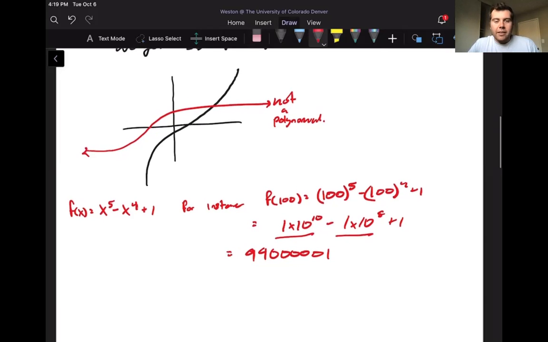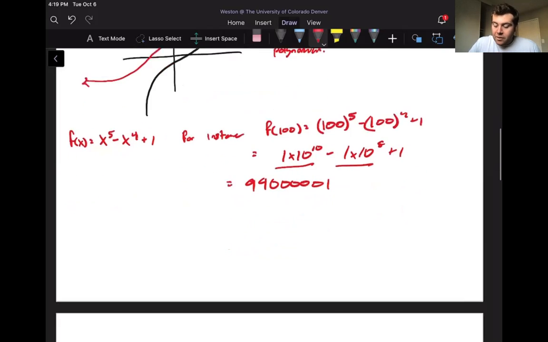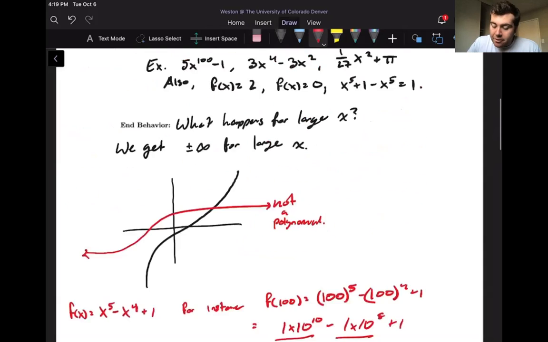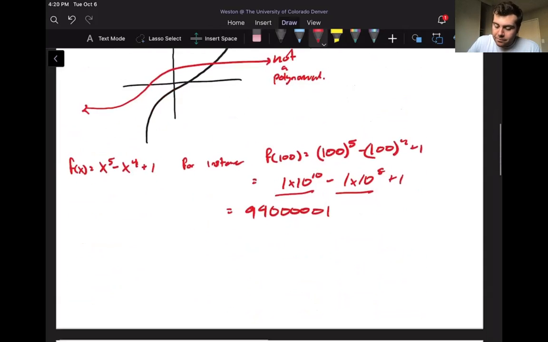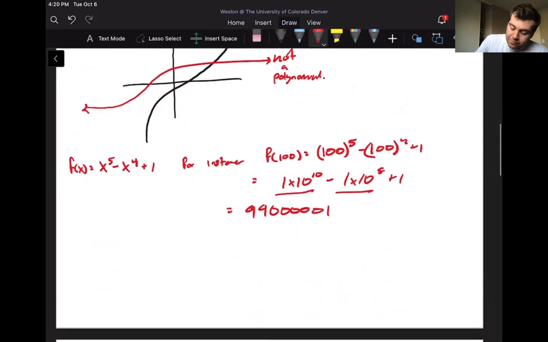So that's kind of the idea. We get this so-called dominant behavior. And there's some nice patterns that happen too. It splits up if the largest power of x is an even or odd power. We call that the degree.